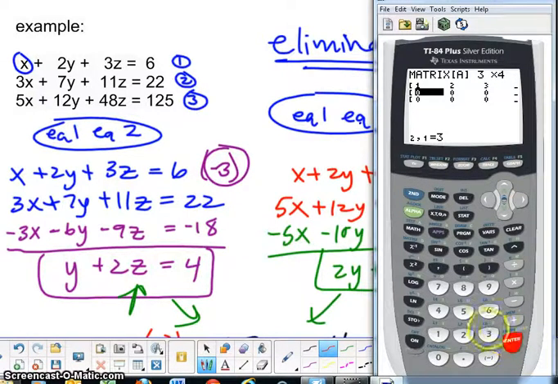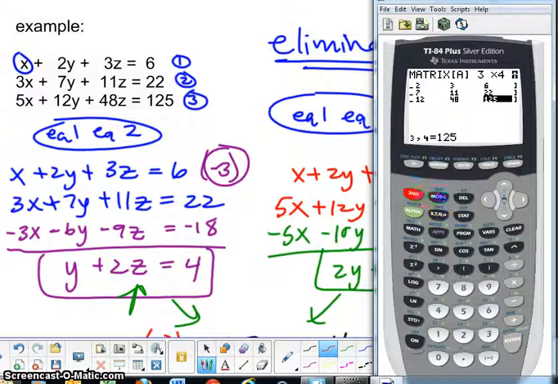3, 7, 11, 22, and the last one is 5, 12, 48, 125. Okay, so we are going to have to quit.